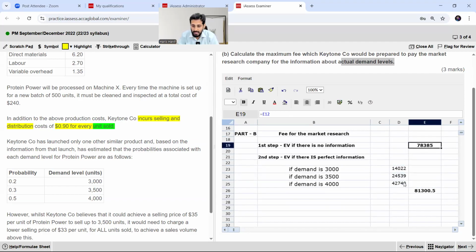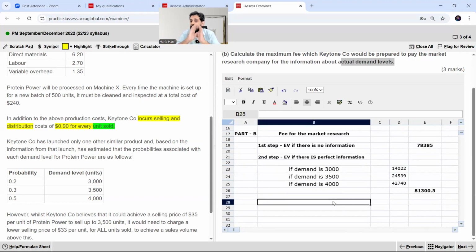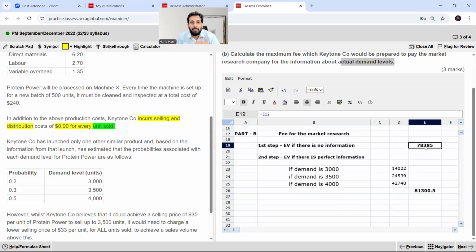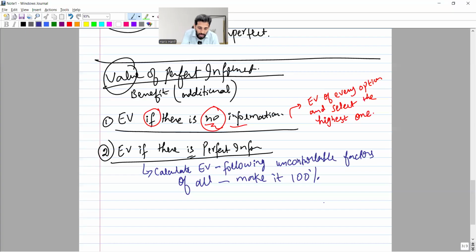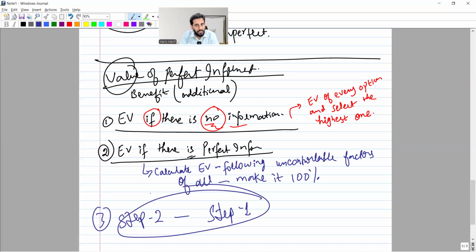Now, please analyze. If I have no information, this would be the return for me. If I have perfect information, I will have a return of this. So when I had no information, I got 78,000. When I get perfect information, I am getting 81,300.5. So you have to take the difference of the two, that is step number 2 minus step number 1. So that's called the value of perfect information.